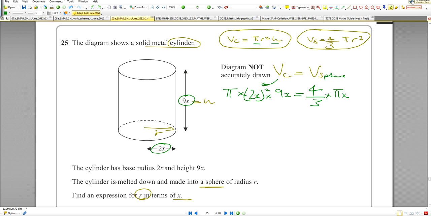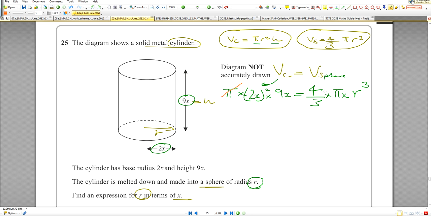It says there, the cylinder is melted down and made into a sphere of radius r. So the radius of the sphere is no longer 2x, it is just r. So it's times the radius cubed. Now it wants us to find an expression for r. What that means is they want you to make r the subject. So when you finish, you need to have r equals. That's the answer. We need to get rid of all this extra stuff. So let's do some cancelling.